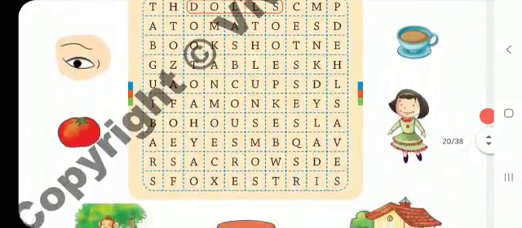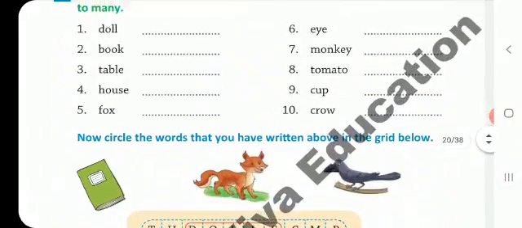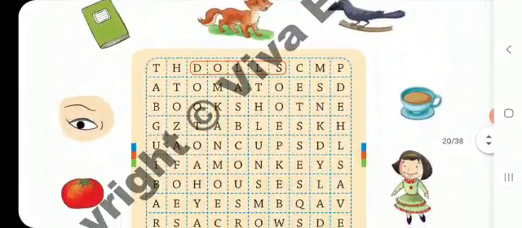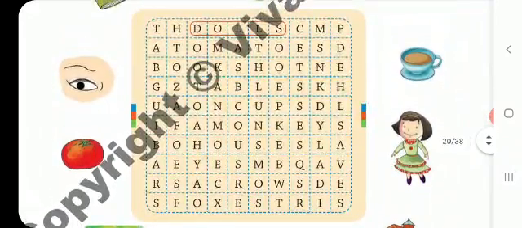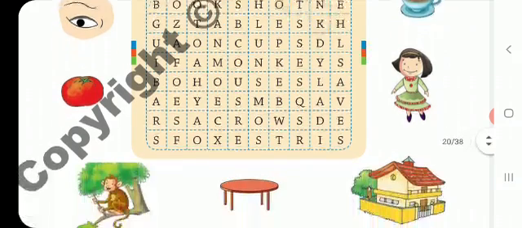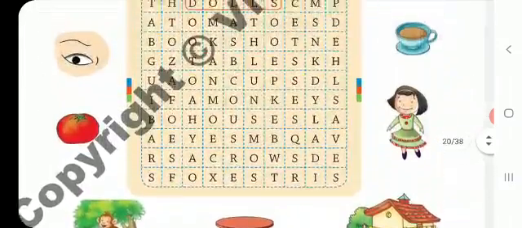So all the words that we have done over here, you will circle them in this crossword that is given over here. Try to take help of your mother and father and circle all the words. See the way you are seeing dolls, tomatoes, books, tables, cups, monkeys, houses, eyes, crows, foxes. If you will go through each and every line, you will find all the words given over there.